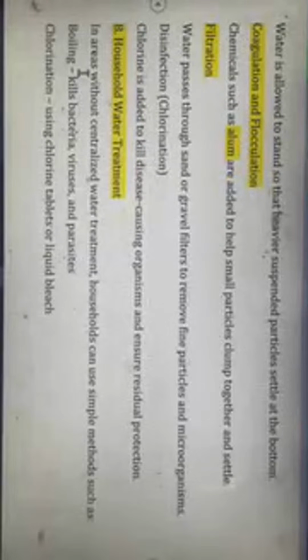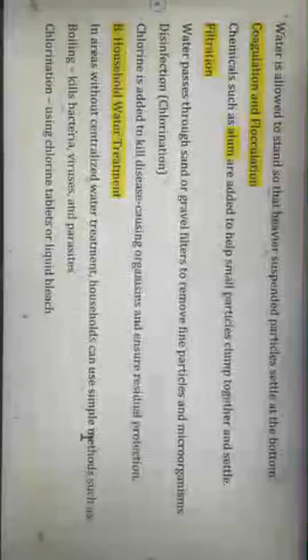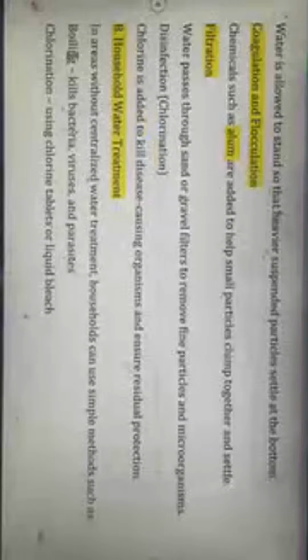Now, what are the household water treatment? In areas without water treatment, households can use simple methods such as what? Boiling. When families, you can advise them.